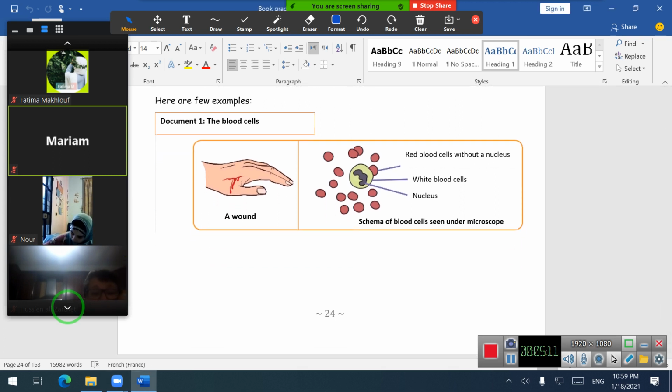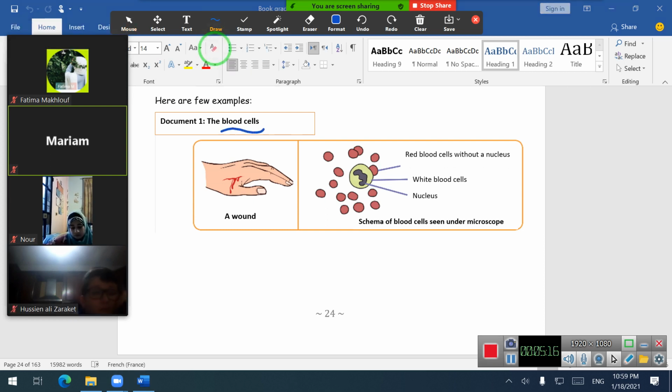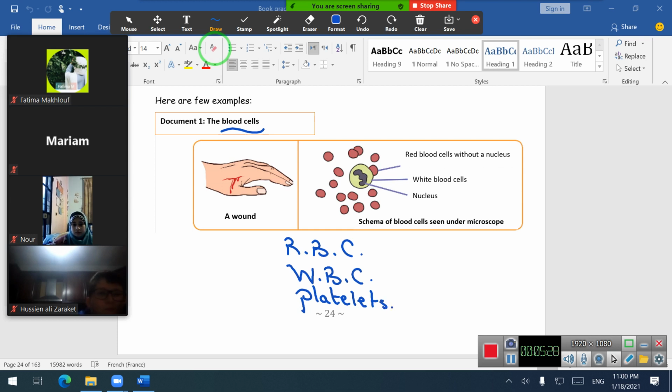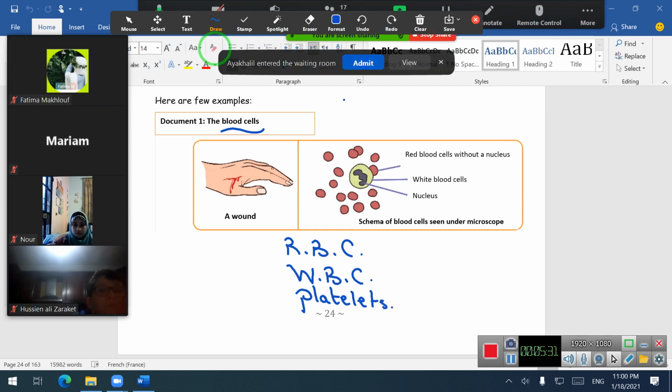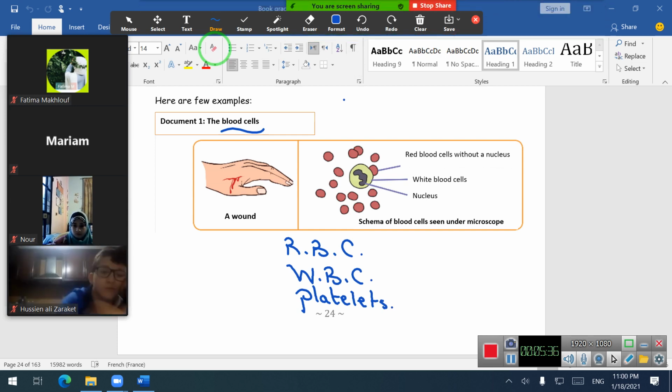For example, in document 1, the blood cells, and as we know, the blood cells are the red blood cells, RBC, white blood cells, WBC, and the platelets. Red blood cells carry oxygenated blood. White blood cells are the body defenders, or they make up the immune system to defend your body against microbes or germs, bacteria, etc. While the platelets make blood clotting, stop bleeding.